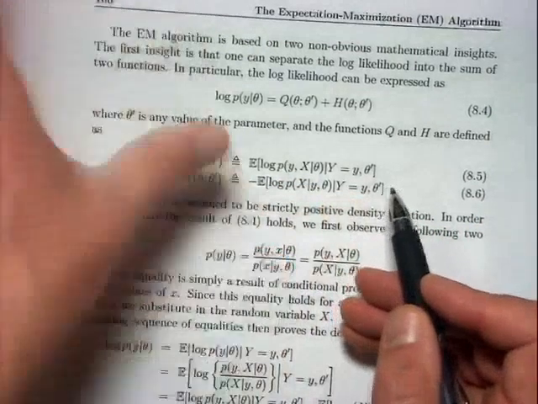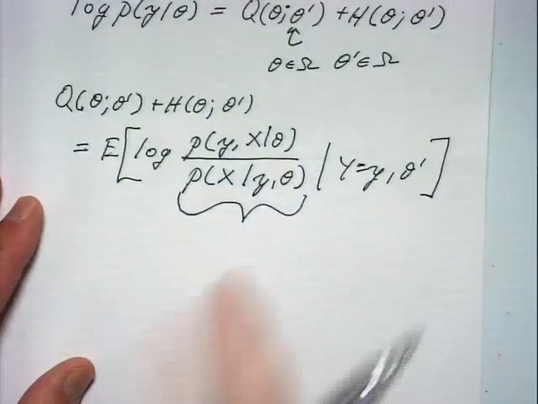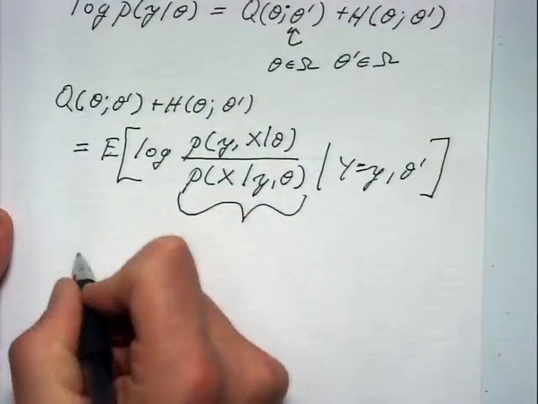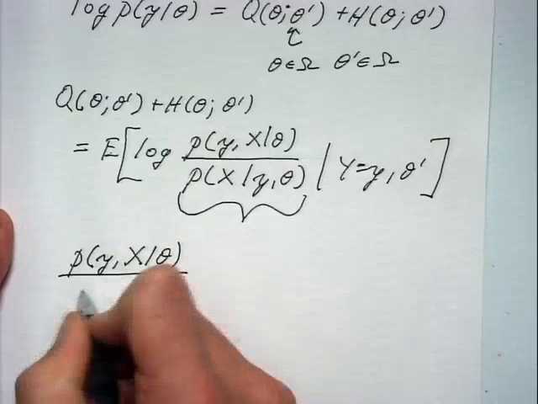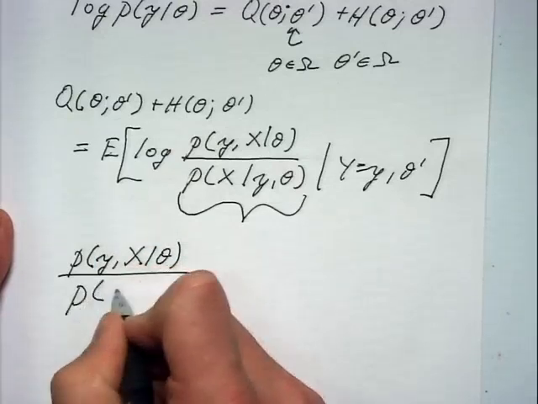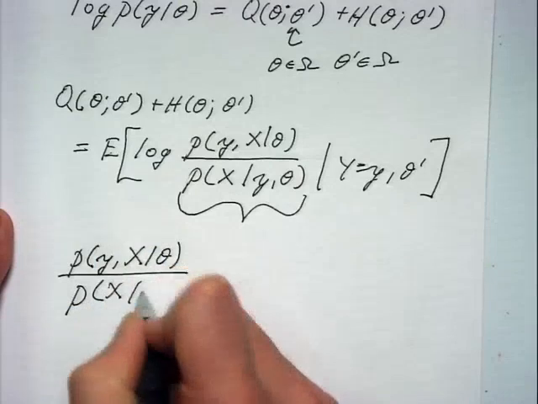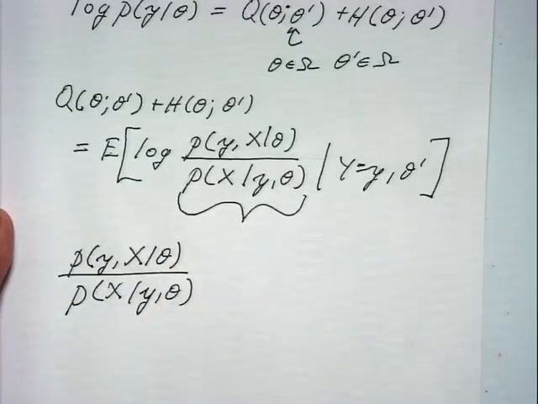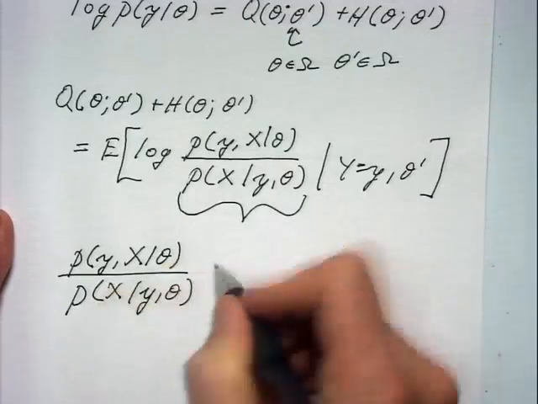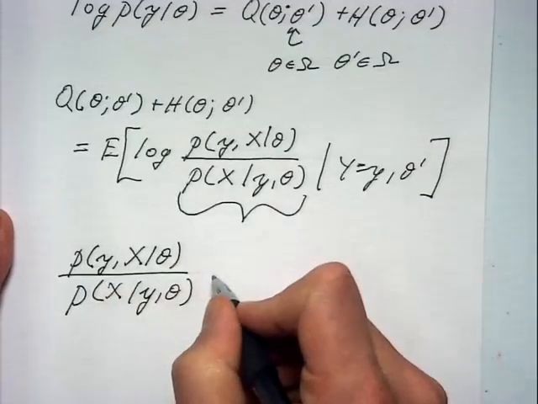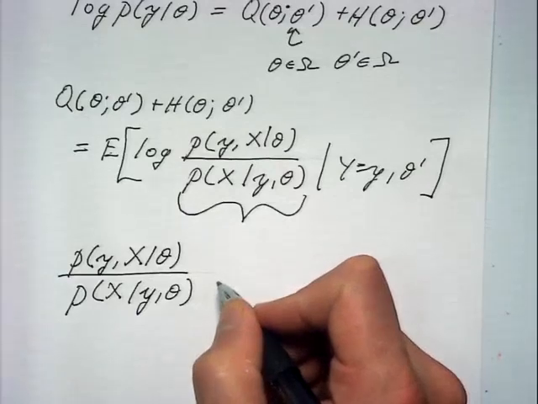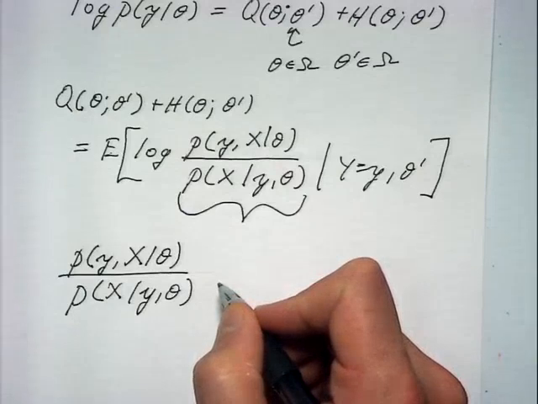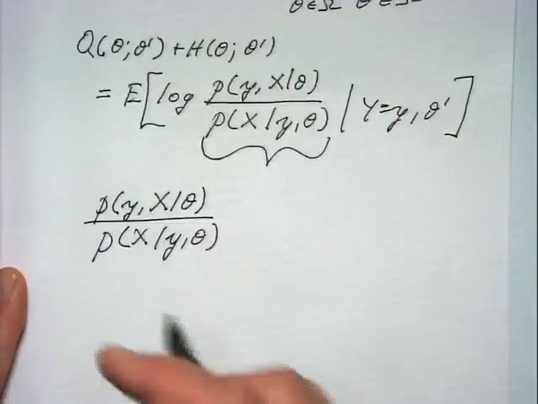So when I look at this ratio, my question is, well, what is this? So this is the probability of y given x and theta divided by the probability of x given y and theta, okay? But this thing is, okay, so hold on for a second. Okay, I need to work backwards just a little here.